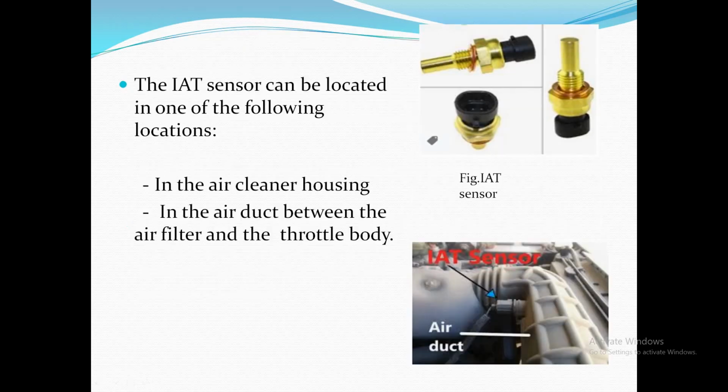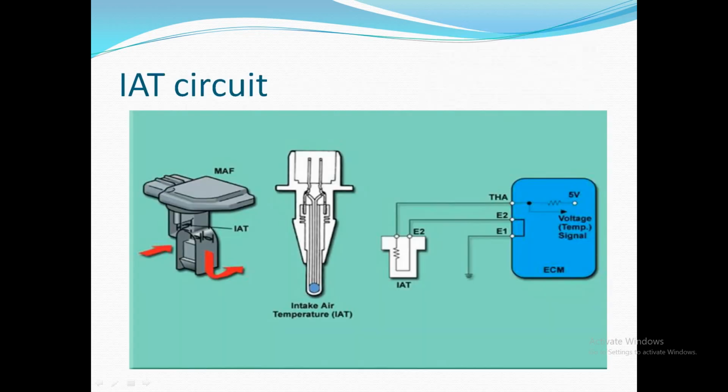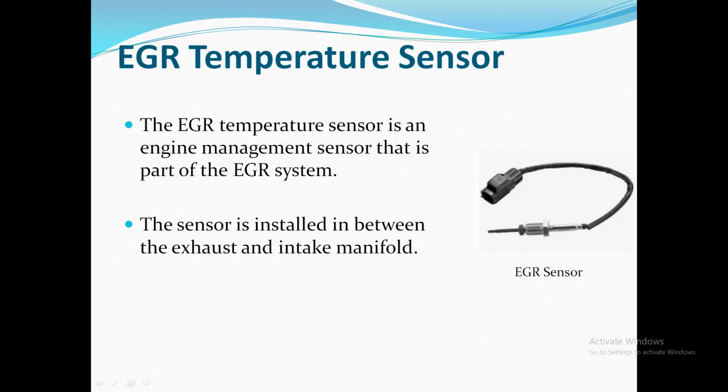The intake air temperature sensor can be located in one of the following locations: in the air cleaner housing, or in the air duct between the air filter and the throttle body. The working of the air temperature sensor is similar to the coolant sensors that we have seen previously. Next is the EGR temperature sensor.